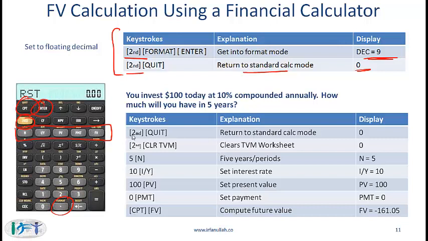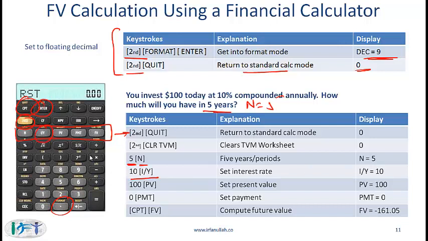Here is what you do. Second, quit, just to set the calculator in your standard mode. And then second, clear time value of money. This clears the time value of money worksheet. If you don't do this, then the calculator remembers what you did last time. Then you hit 5 N. N stands for the number of periods. In our particular case, we have 5 years, which means that N is equal to 5. 5 N, and the display then will be N equals 5. Then you say 10 I/Y.